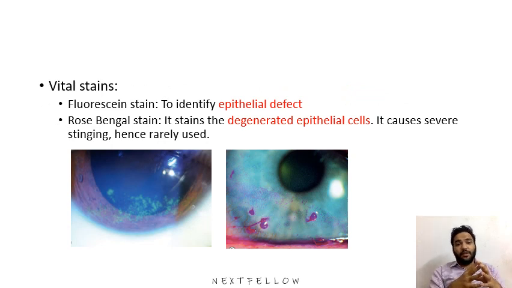Vital stains, this is very important. Fluorescein stain identifies epithelial defects. Basically, we stain the patient's cornea with fluorescein and view it through a cobalt blue light, which shows the epithelial defect. Whereas rose Bengal stain stains the degenerated epithelial cells. It causes a severe stinging sensation, so it is rarely used, and it doesn't stain as easily as fluorescein. So that is about vital stains.